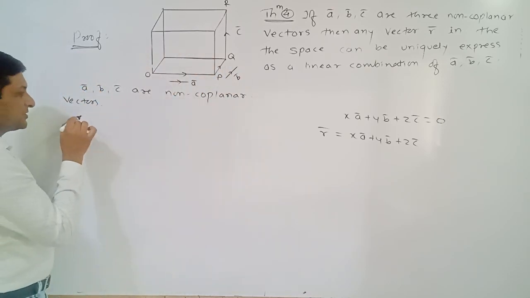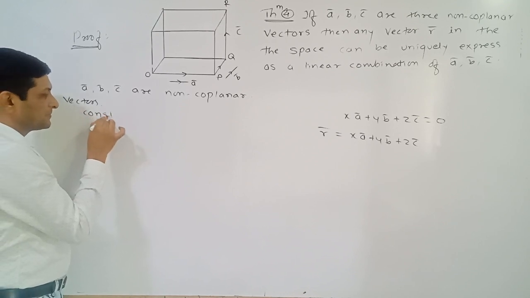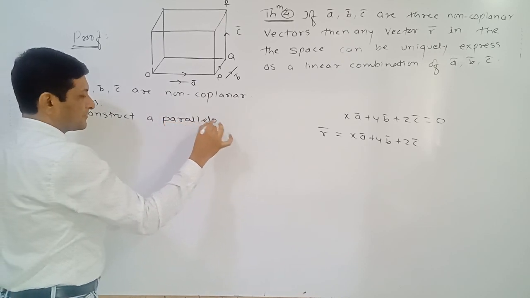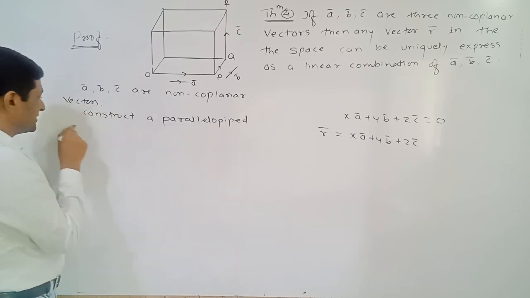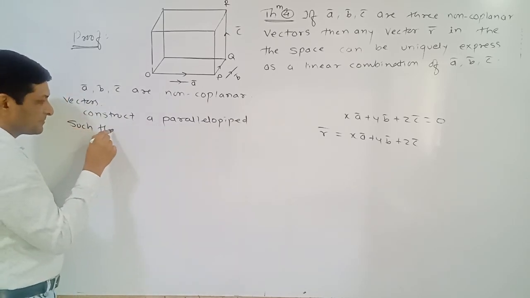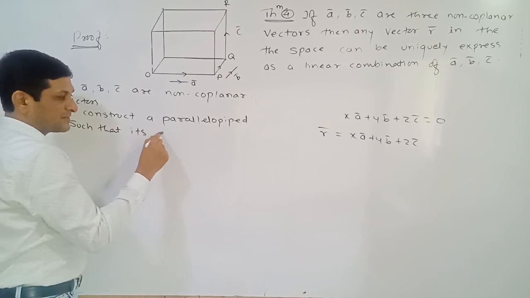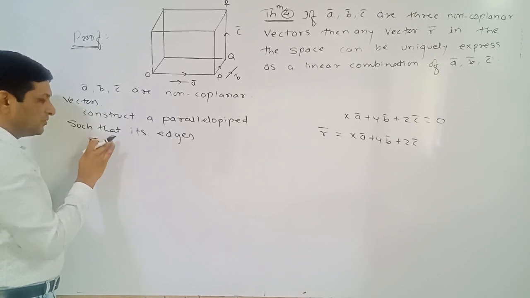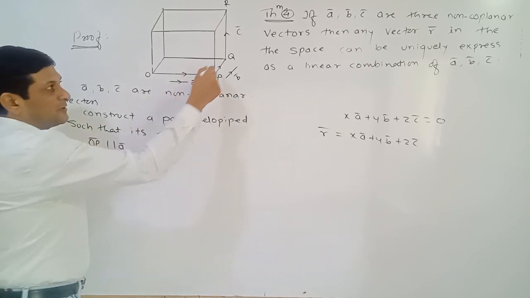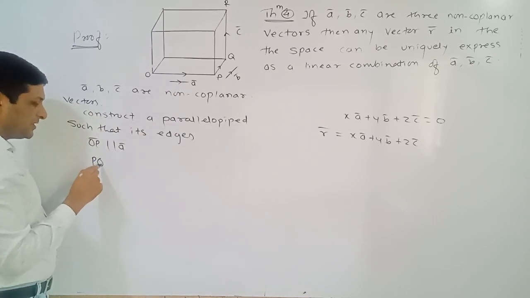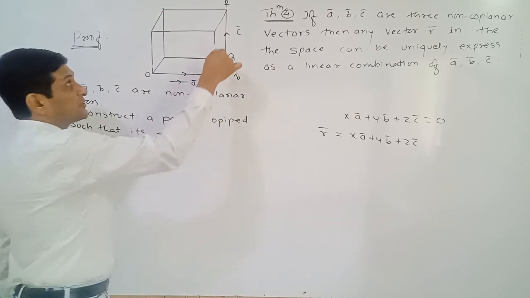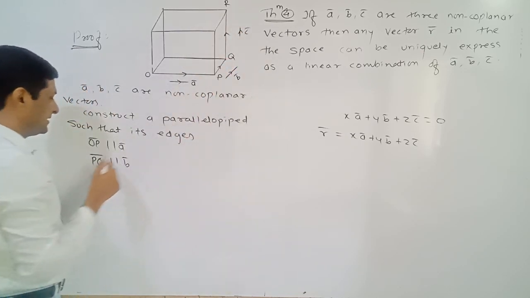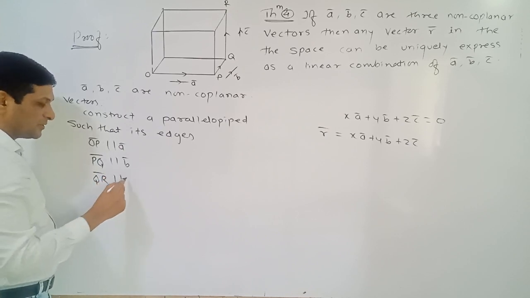So what is our construction here? Construct a parallelepiped such that its edges, which edges? OP bar is parallel to A bar. Then PQ bar is parallel to B bar, and its third edge QR bar is parallel to C bar.